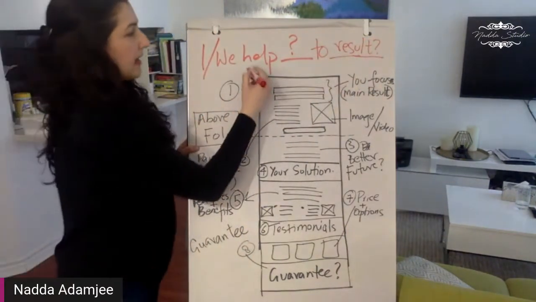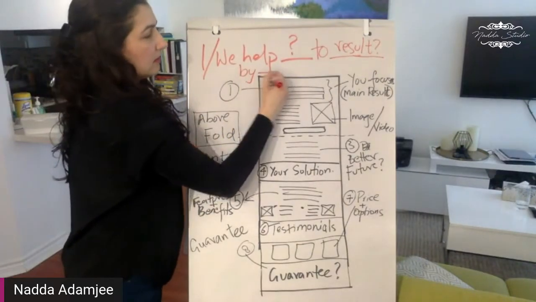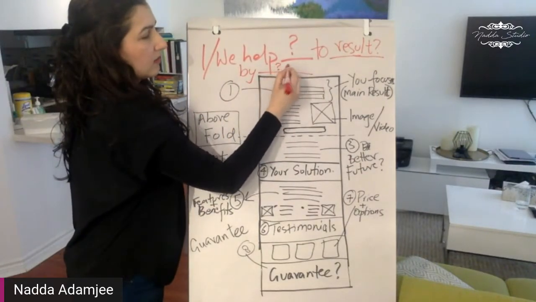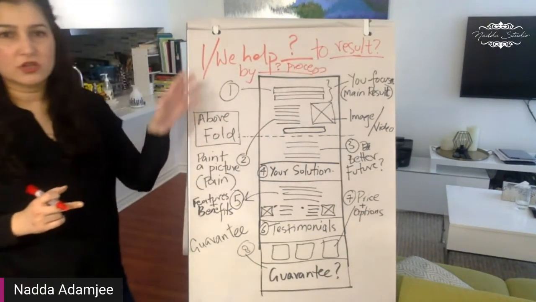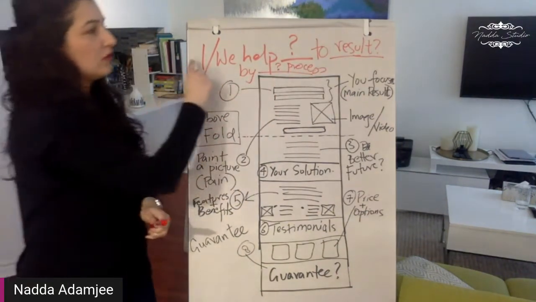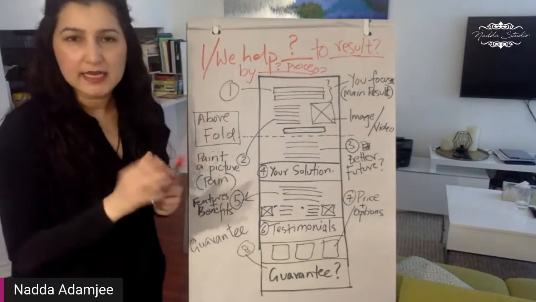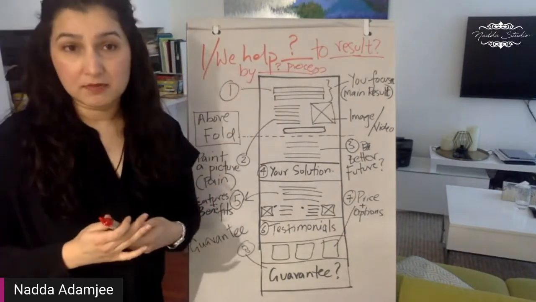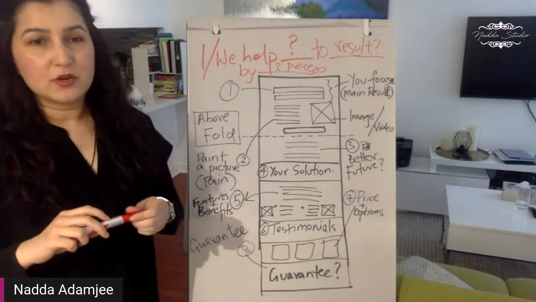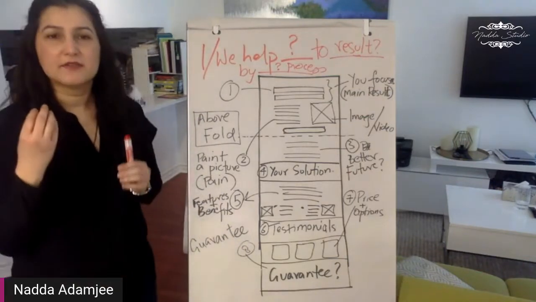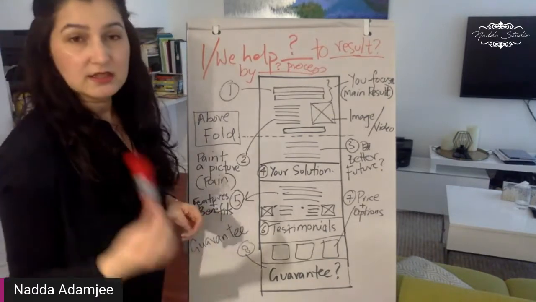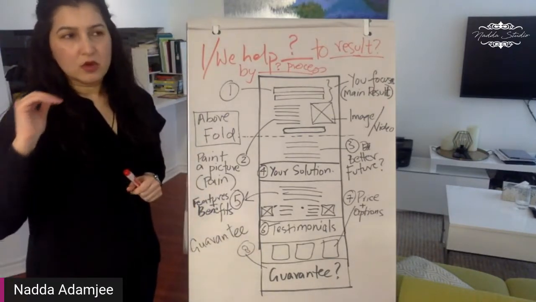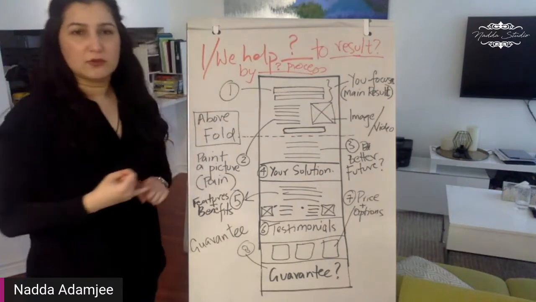And by, again, this is the process. So what's the process you use to get them that result? So if you can fill this statement up quickly, you will know what your value proposition is in very concise and clear terms, okay? So that's first thing. So after the ICA, you need to have your value proposition.